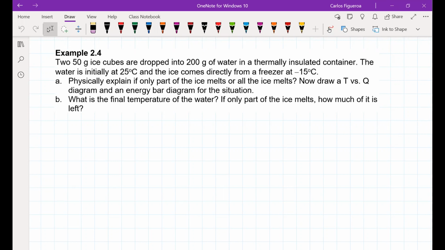Now draw a T versus Q diagram with its energy bar diagram for the situation. B, what is the final temperature of the water? If only part of the ice melts, how much of it is left?